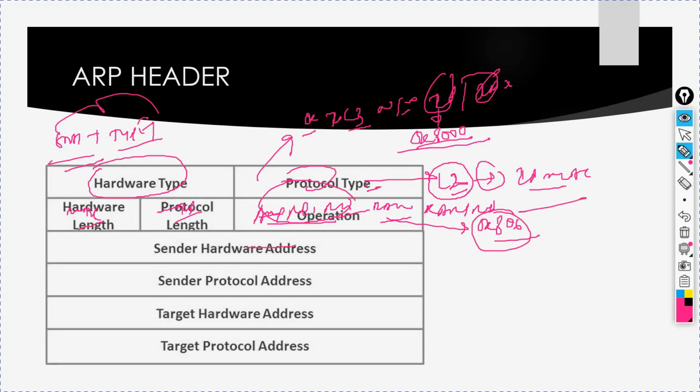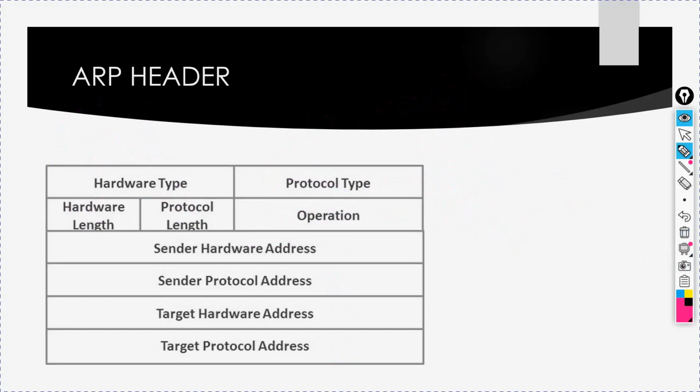Now, sender hardware address: whoever is forwarding the traffic, its own physical address, that is the MAC address. Sender protocol address means the IP of the sender. Target hardware address means the target MAC address, and then the target IP address. So this is all about your ARP header. I think now it is clear, guys.